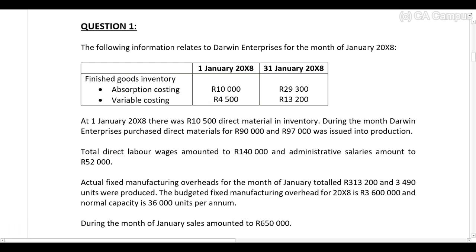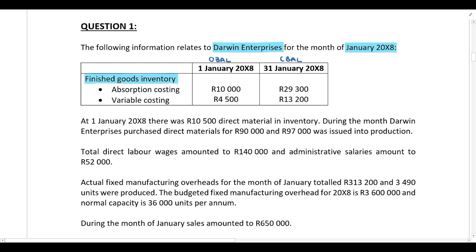The following information relates to Darwin Enterprises for the month of January 20X8. So first, we've been given information relating to their finished goods inventory. We've got their opening balance at the 1st of January 20X8 and their closing balance at the 31st of January 20X8. And you've been given the rand values of your finished goods inventory for both absorption costing and for variable costing.